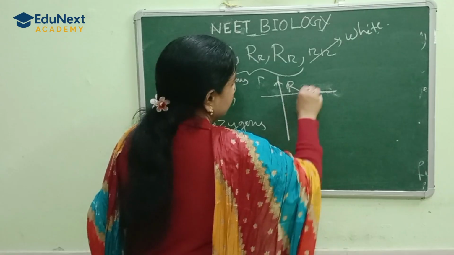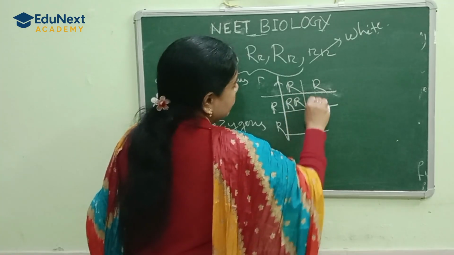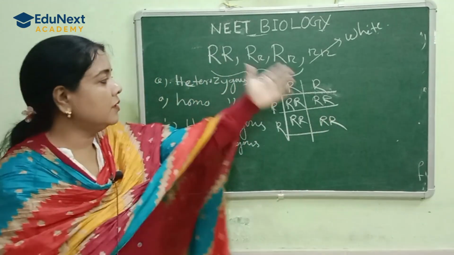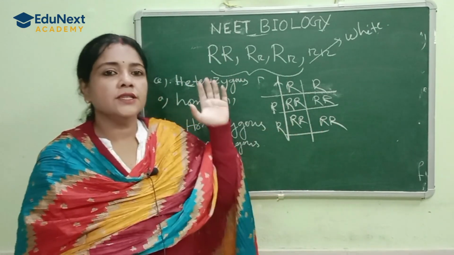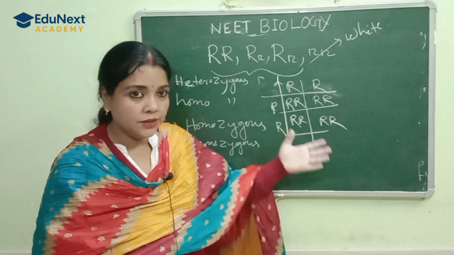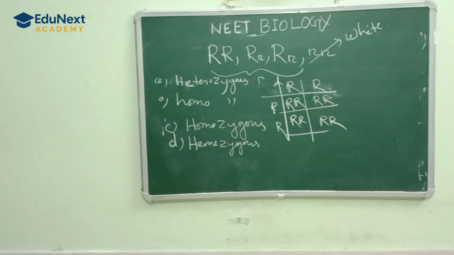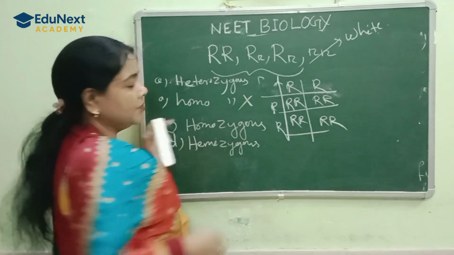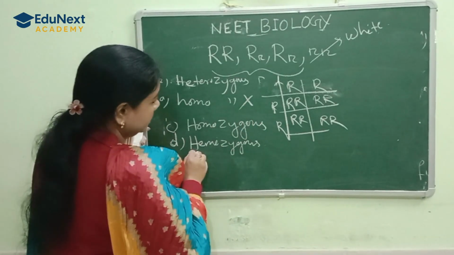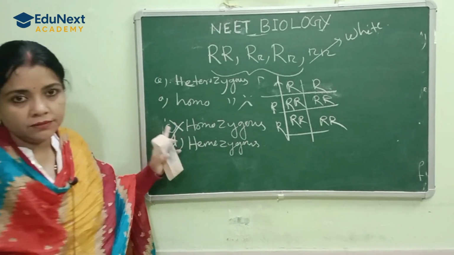Now see, the output will be RR and RR. That means all the plants have red flowers. There will be no chance of getting 75% red flowers. There is no chance of getting 25% white flowers. Right. So option B is not satisfying. Okay. Now the heterozygous-homozygous option is not satisfying.